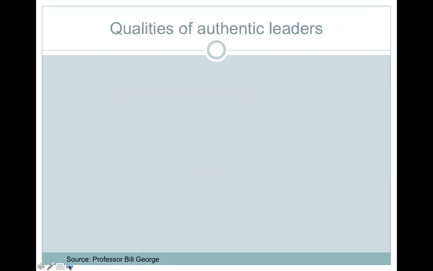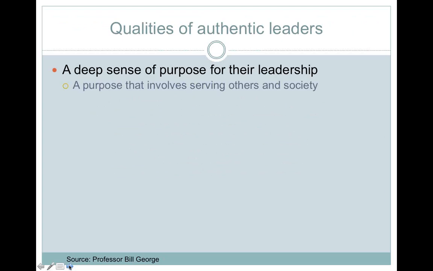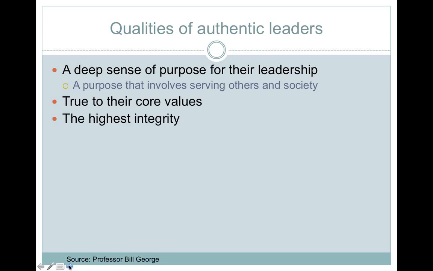So the qualities of authentic leaders are, first of all, as I said, a deep sense of purpose about their leadership, and a purpose that involves serving others and society. It involves being true to your core values. We've emphasized throughout our discussion here of Howard Schultz about him being true about how important values are to him and how important it is that people who work for Starbucks be true to those values.